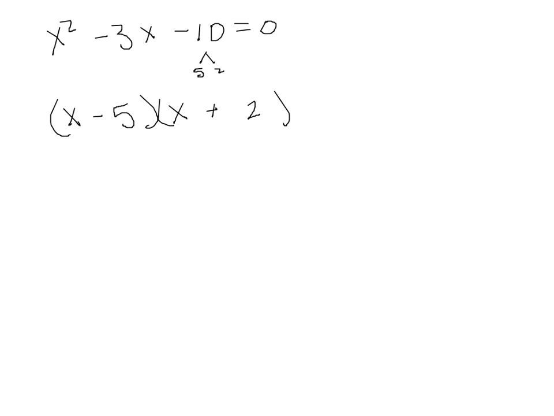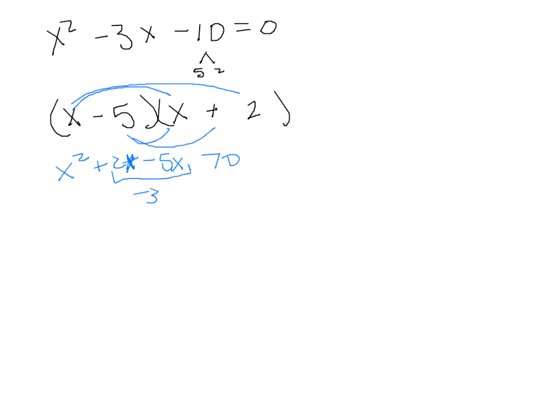Now, real quick, let me get a different color here. And what we need to do is verify that we have factored correctly. Okay, so that gives me the minus 3x I'm looking for, and that is not a 70, that is a minus 10. Okay, so back.